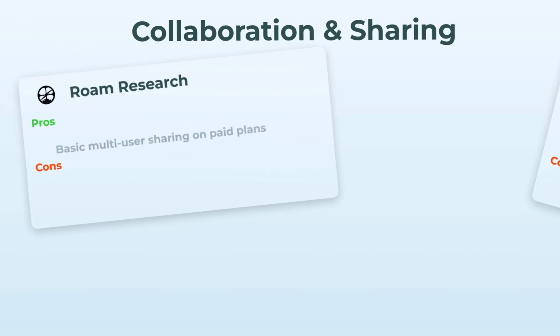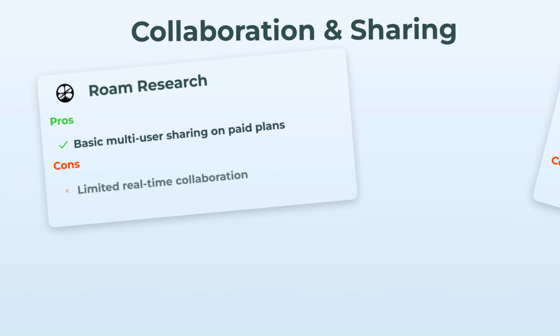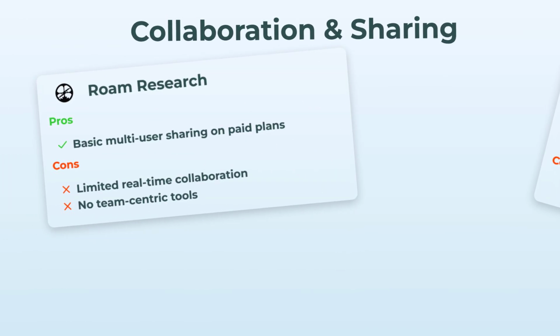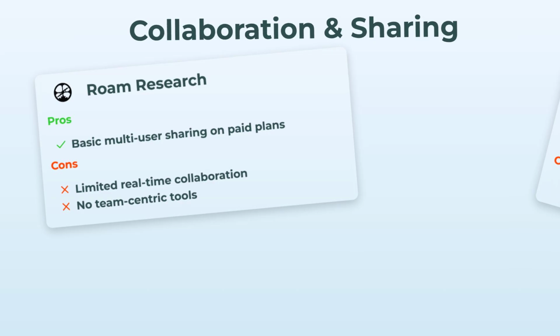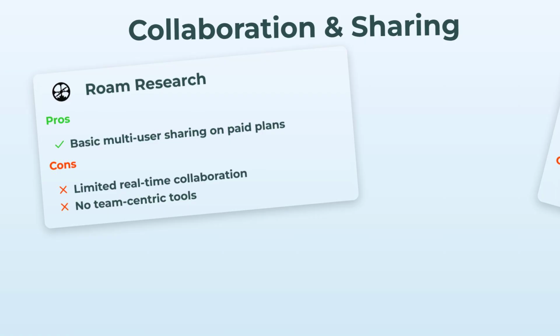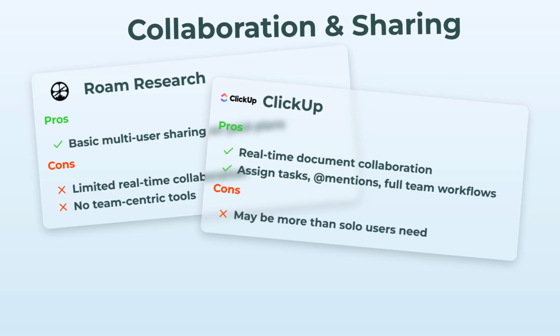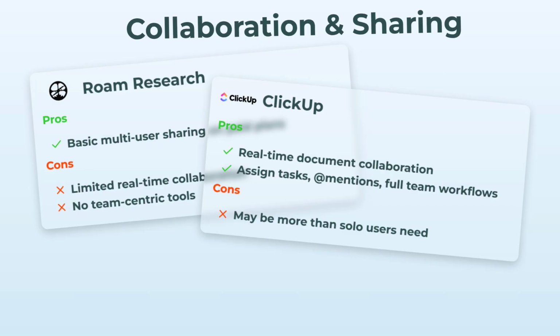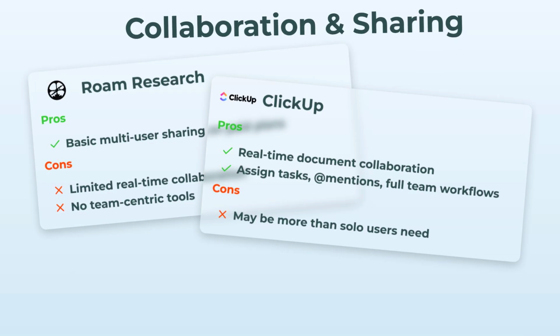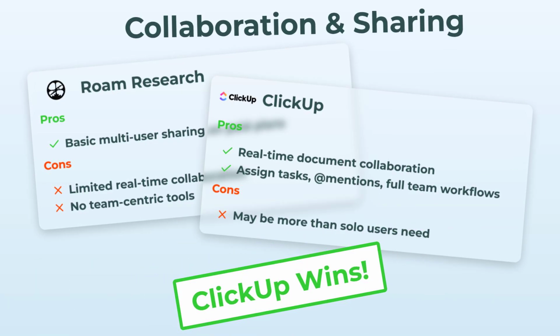Moving on, let's talk collaboration and sharing. Roam gives you basic multi-user sharing if you pay for it, but real-time teamwork stuff? Not really. If it's just you, maybe that's fine. But if you're in a crew, ClickUp steps up the game in a big way. Tons of real-time document edits. You can assign tasks, tag your teammates, run workflows, the whole nine yards. Maybe overkill for solo use, but honestly, it's awesome if you have a team. ClickUp absolutely sweeps this category.